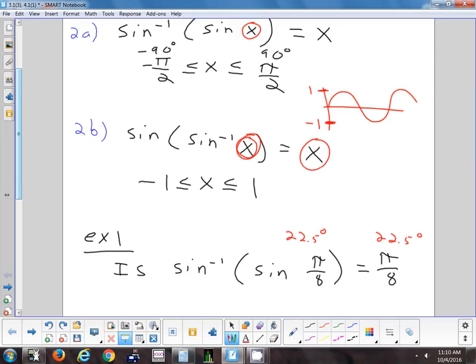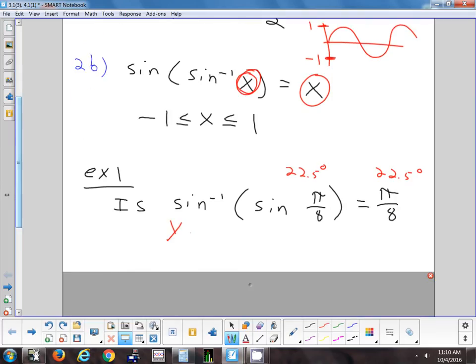So, Skylar, if I take the inverse sine of the sine of 22.5 degrees, will it come out to 22.5 degrees? Yeah. Okay. Inverse sine on the outside says you got to stick between -90 and 90. 22.5 is between those two numbers. So we just write yes. That would work.